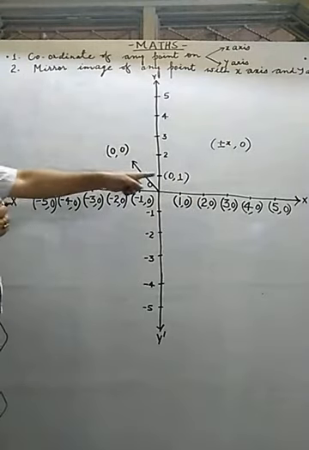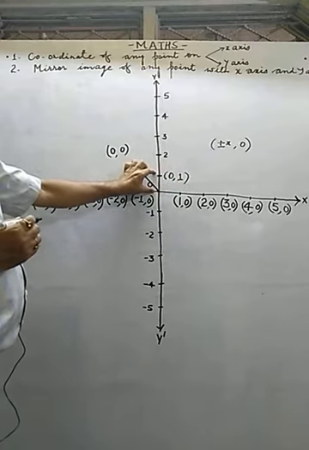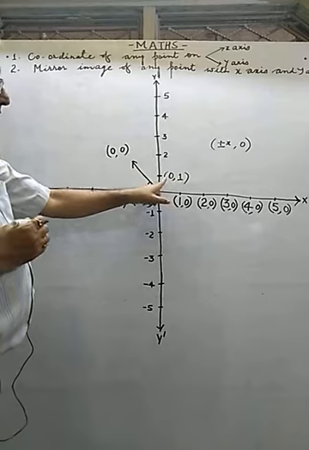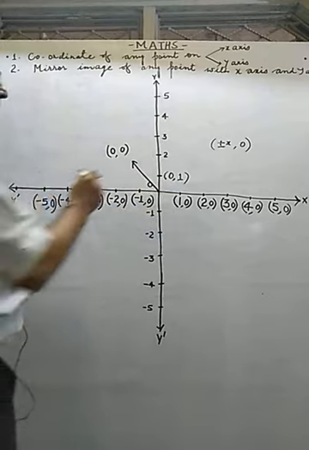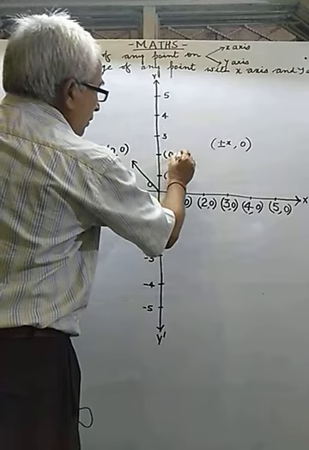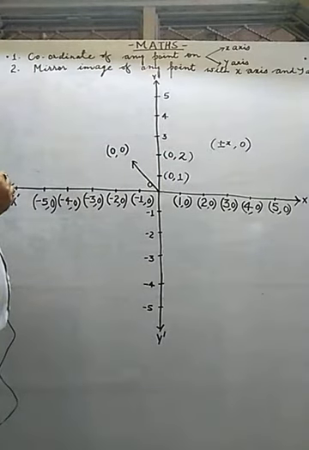The value of abscissa is 0 and the value of ordinate is 1. The coordinate of this point is abscissa, then comma, ordinate, so it is 0, 1. Similarly, the coordinate of this point will be the value of abscissa, that is 0, and ordinate is 2. The coordinate of this point is 0, 2.